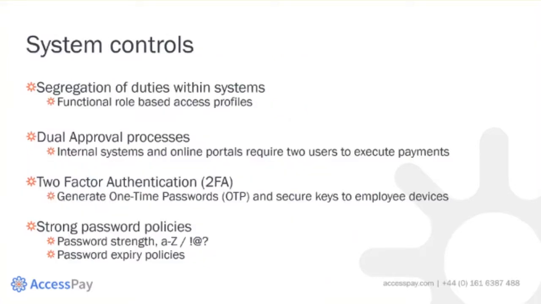So system controls, so away from process, this is really what can you implement in your systems, whether that's banking portals, proprietary applications, or vendor applications, to help you mitigate the risk of error and fraud. So segregation of duties, further emphasizing the fact to stay away from the concept of super users, creating these functional role-based access profiles, having one person to upload and manually enter data, somebody else to approve it. And always having four eyes, two sets of eyes on any transaction. So a dual approval process.